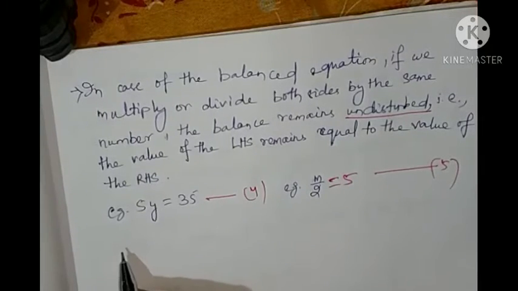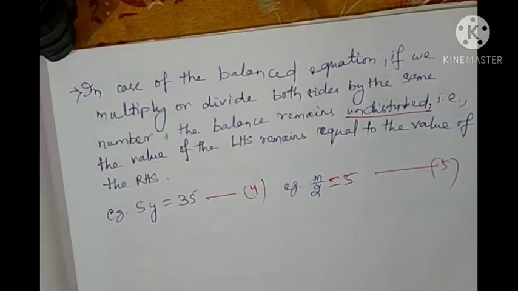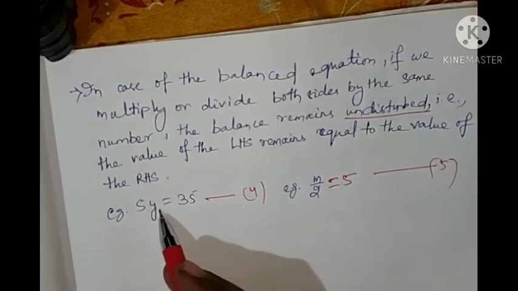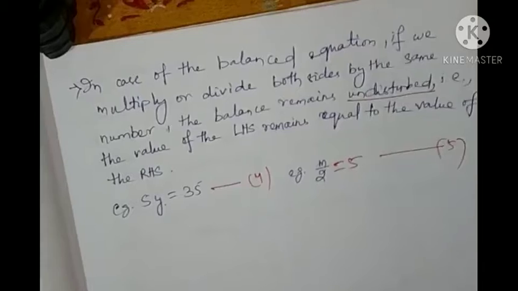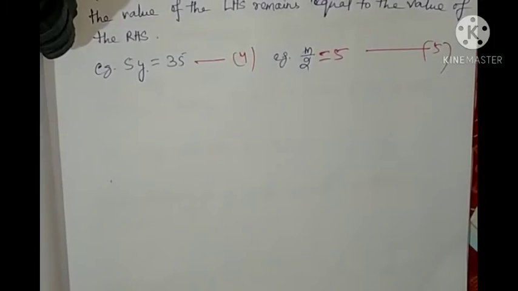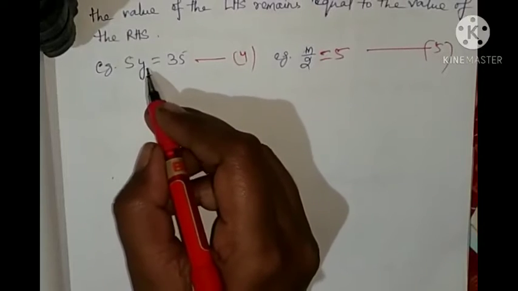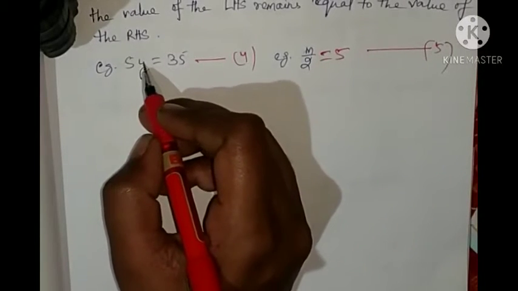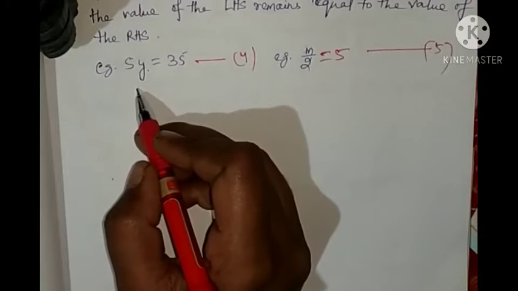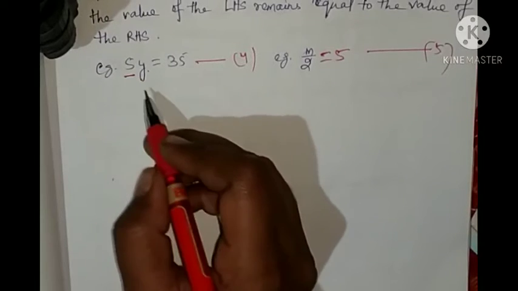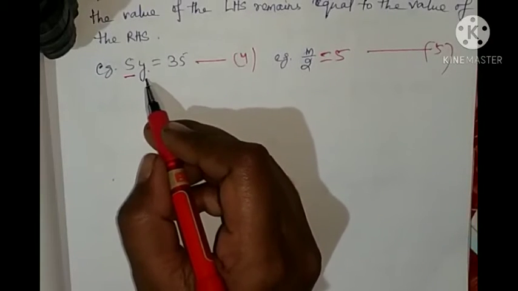So what will we do? We'll multiply and divide by the same number. So here you see what is done. 5y means 5 into y. When you divide by the same number, this 5, then what will you get? You will get y, the value of y.